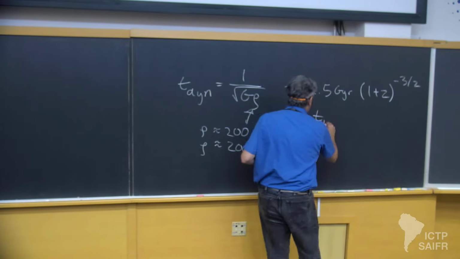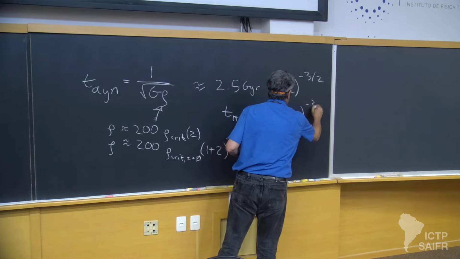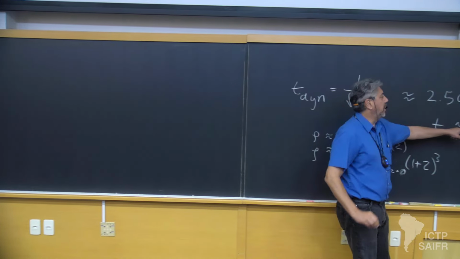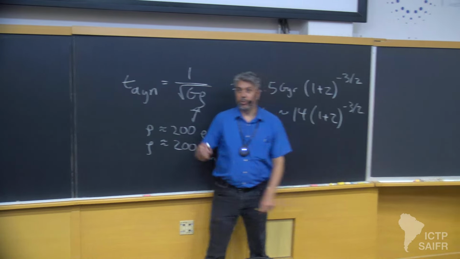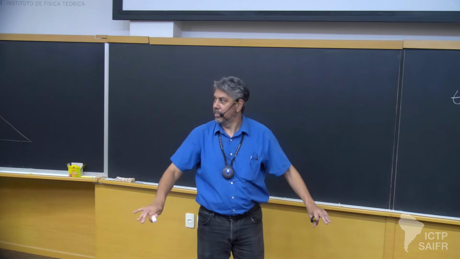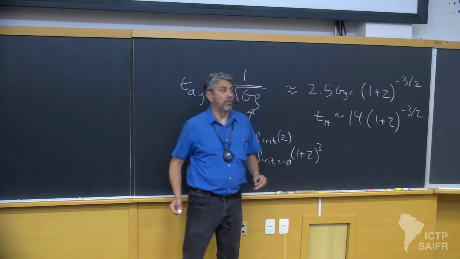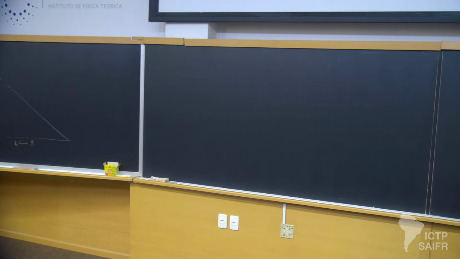Turns out that a Hubble time, again very approximately, and I'm playing fast and loose here with cosmology a bit, is roughly something like 14 gigayears times (1 plus z) to the minus 3 halves. That power is strictly only true in the matter-dominated era. Once you get to lambda-dominated, it's a little different, but let's not worry about these complications. So you can immediately see that the dynamical time is a fixed fraction of the Hubble time, independent of mass and independent of redshift. The dynamical time over a Hubble time is something like 20%.